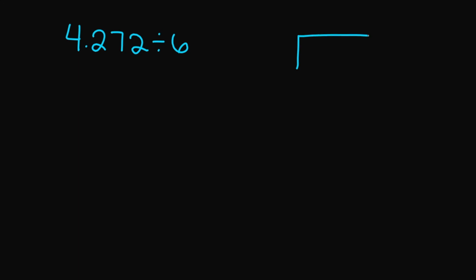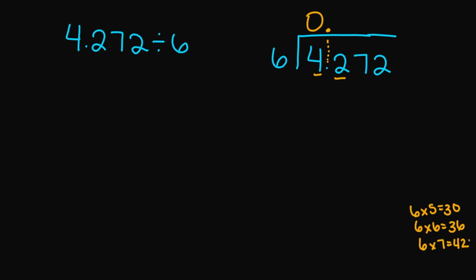Let's try this example. Let's go ahead and set up our division problem. 4.272 on the inside and your 6 is on the outside. My new decimal point is going to fall right here in my answer between the 4 and the 2. So 6 goes into 4 how many times? It doesn't go, it's too small, but just go ahead and add a 0 here. 6 goes into 42 now how many times? It goes in 7 times.